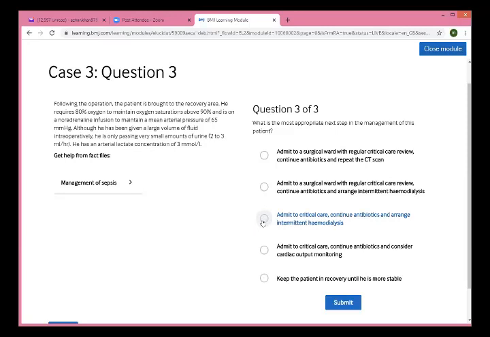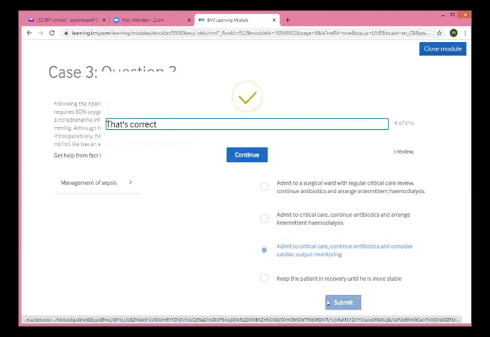Admit the patient. This patient may have got acute kidney injury as well and is requiring a high level of oxygen. And you monitor cardiac output. Continue with antibiotics. His mean arterial pressure is low. So that's what probably you do.